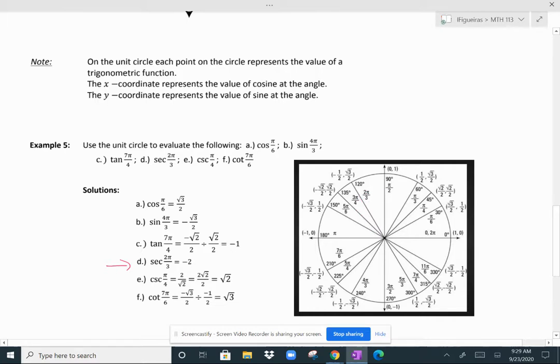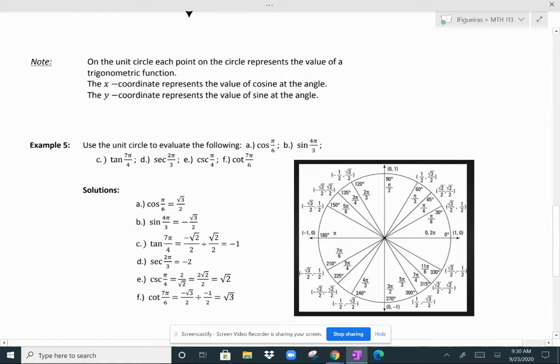And then we have the cosecant of pi over 4. Pi over 4 is in quadrant 1. Cosecant is the reciprocal of sine. Sine is root 2 over 2. Remember, it's the second coordinate of your pi over 4. So the reciprocal is 2 over root 2. And so we rationalize that by multiplying top and bottom by root 2. And so your answer is just root 2. And again, we just took the reciprocal of what the value of sine is.